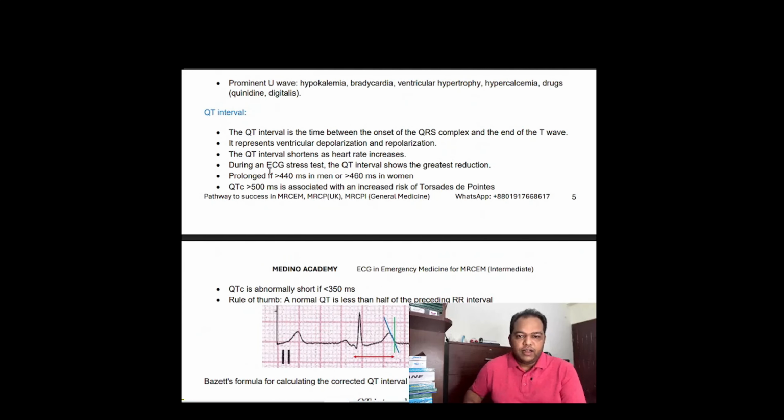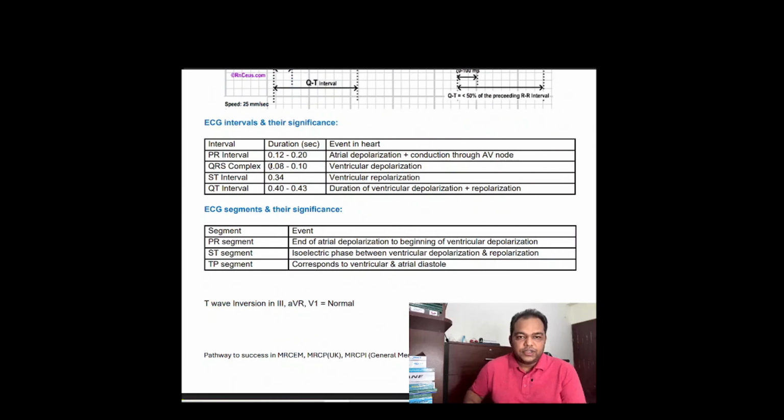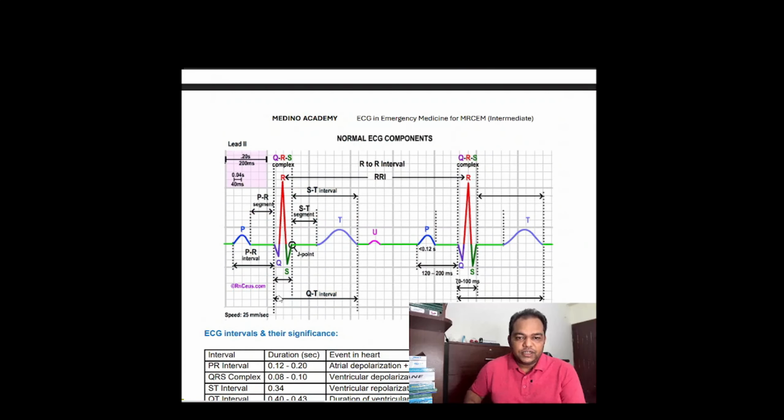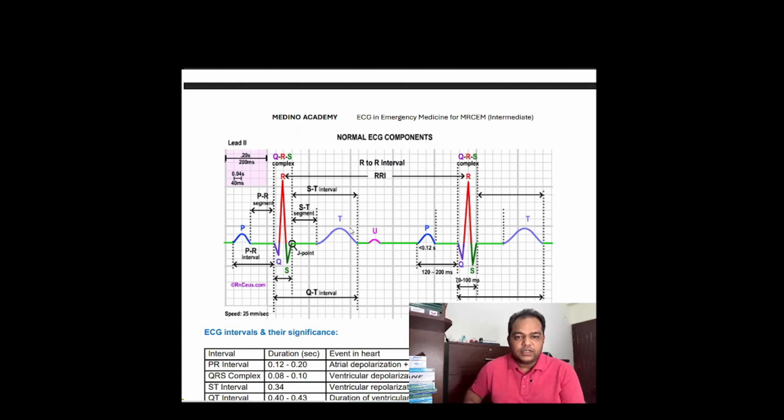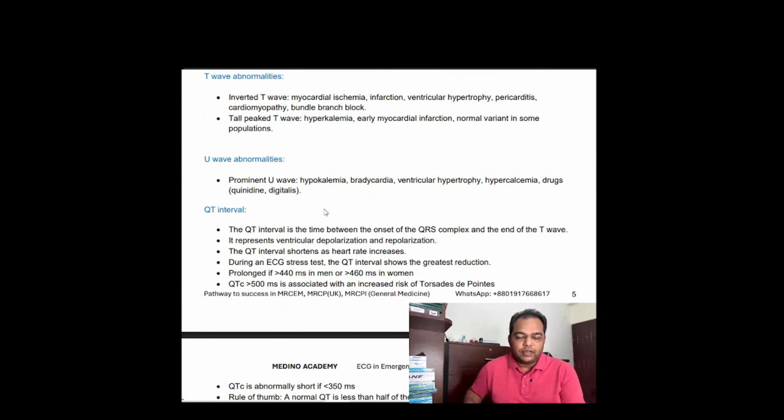QT interval. We have already discussed the QT interval. You can see the QT interval represents the time interval between the onset of the QRS complex up to the end of the T wave. And this QT interval is variable with heart rate, and it is inversely proportional. When the heart rate increases, QT interval decreases, and when the heart rate decreases, QT interval is increased.